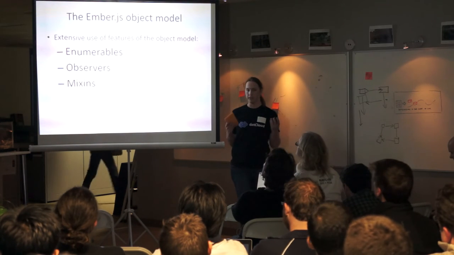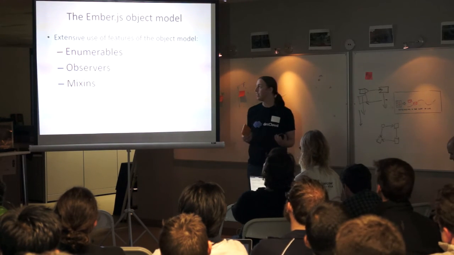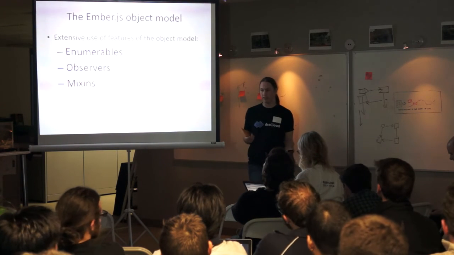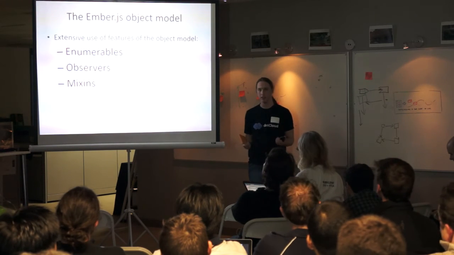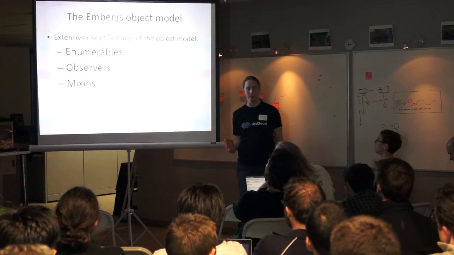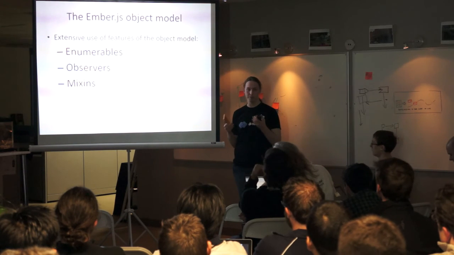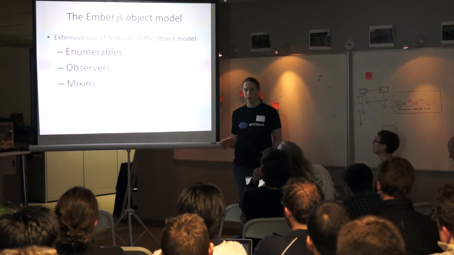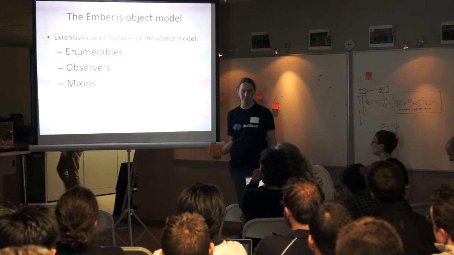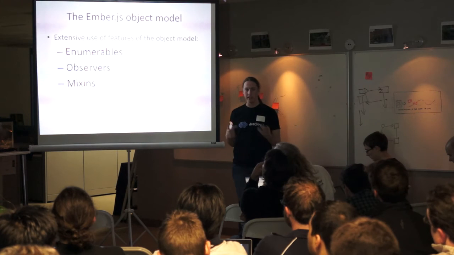So we use the features of the Ember.js object model extensively. First of all, we use the enumerables. So the enumerables, it's sort of an interface. More technically, it's a mixin, but we'll call it an interface. It represents a collection of objects in Ember. So it could be anything from a JavaScript array with your objects in it to a table in your local storage in HTML5 or a file on your desktop or anything. But the idea is to represent any collection of objects.